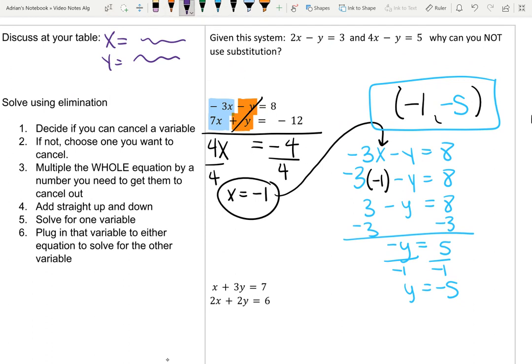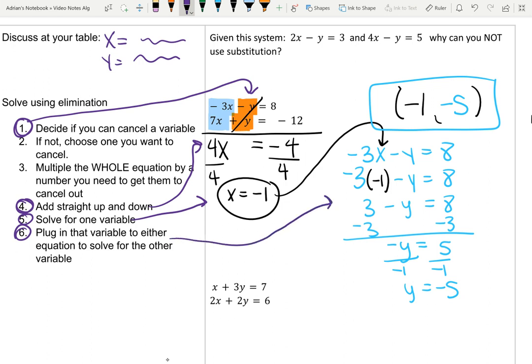So the first thing that we did here was decide if we could cancel. So number 1 was right here. And then we haven't gotten to steps 2 and 3 yet. That's if you can't cancel it, which is what we're going to learn next. So then we added straight up and down to get this, and we solved for that singular variable. And then we plugged in that variable to either equation, and we did that over here. And then we have our final answer.